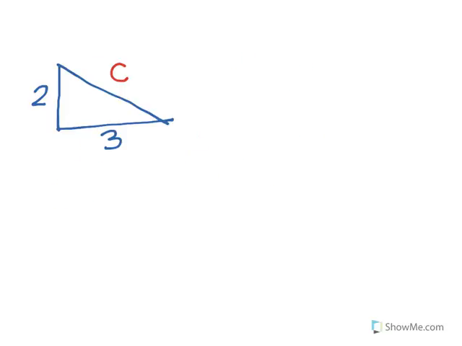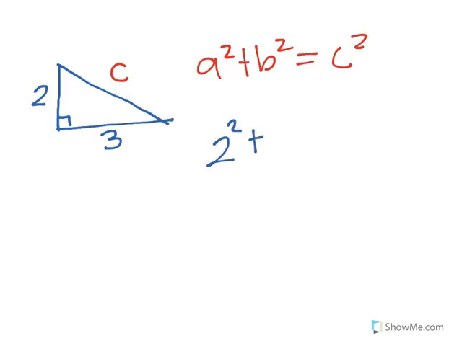So now we have our first example, and in this case we're trying to find our hypotenuse. So that would be the side opposite the right angle, right here. I'll write the formula again for reference. So that's a squared plus b squared is equal to c squared. So we can plug in our values for these. So our first leg would be 2. We square that, add that to our second leg, the 3, square that.